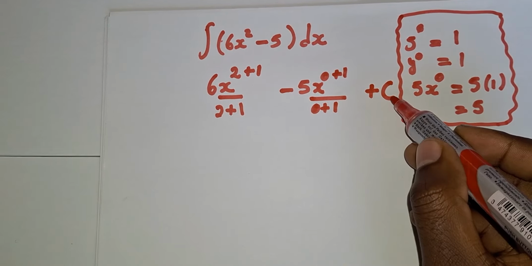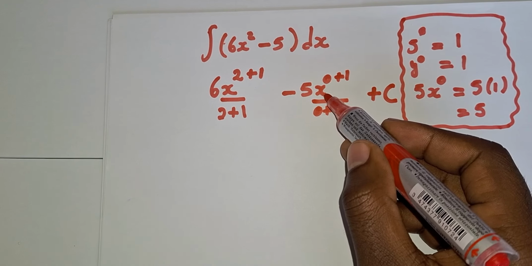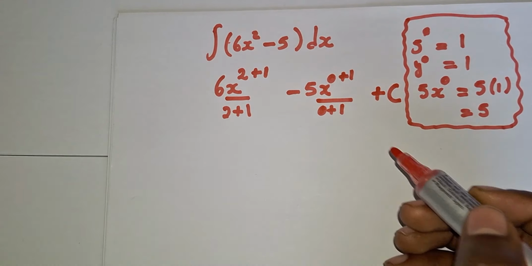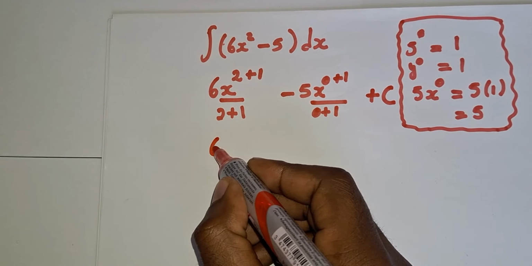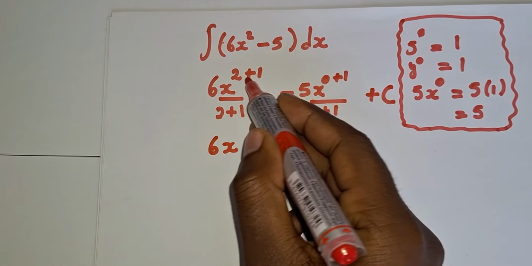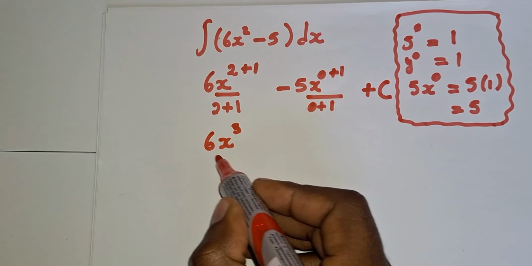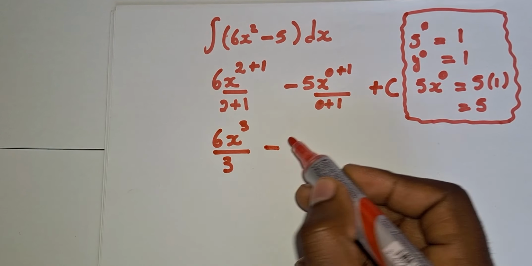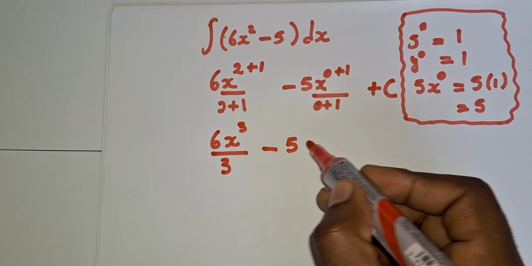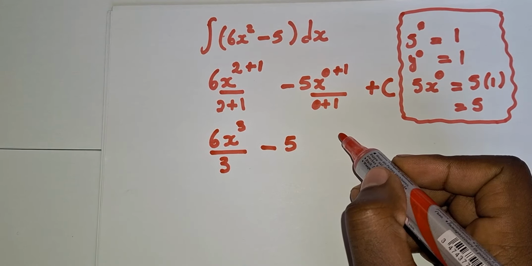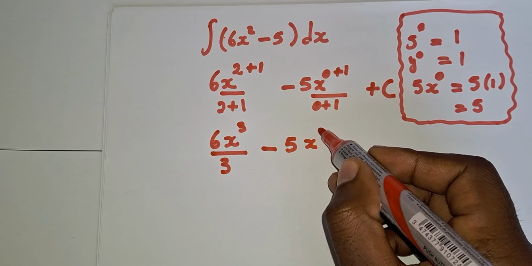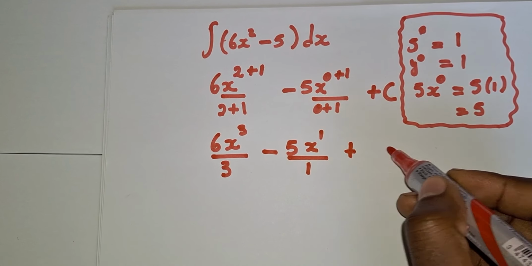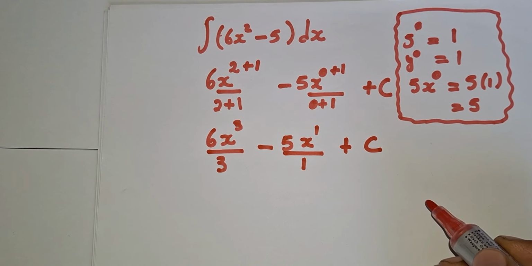The constant c is just a number. It doesn't have a variable x. So now let's simplify all these expressions. The first one is 6x, where 2 plus 1 is 3, divided by 3, minus now 5, 0 plus 1 is 1, all divided by 1, plus constant c.